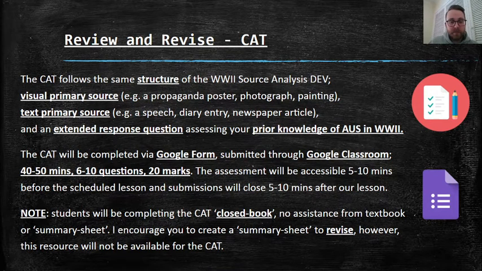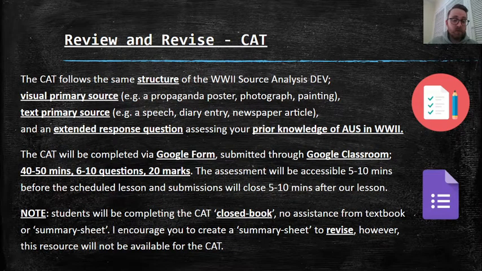Here's the important note that not many of you will be happy to see. Students will be completing the CAT closed book. Unlike the DEV, which was the rough draft, the practice version where you had training wheels on, we're throwing you in the deep end of the pool. No assistance from the textbook, no summary sheet. This is a closed book CAT.